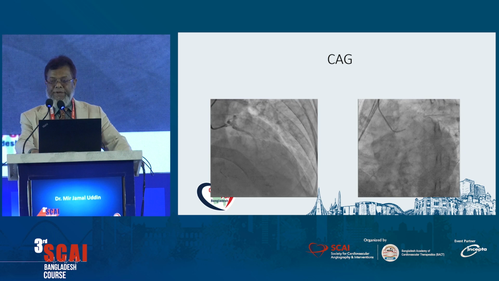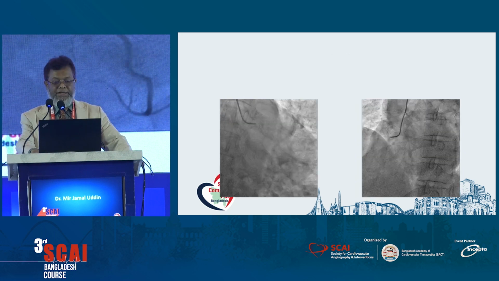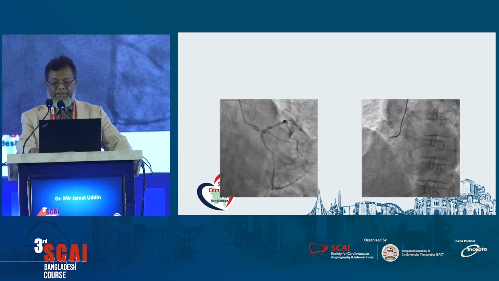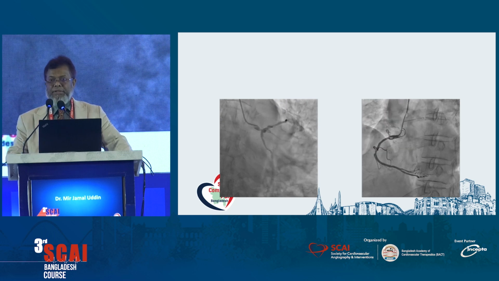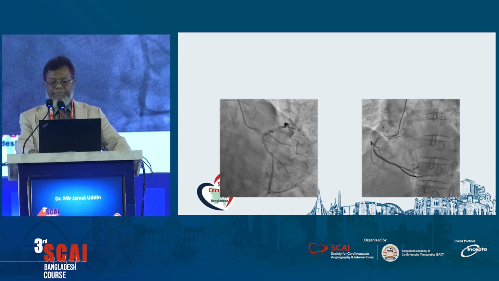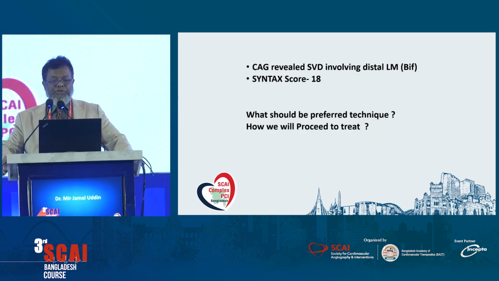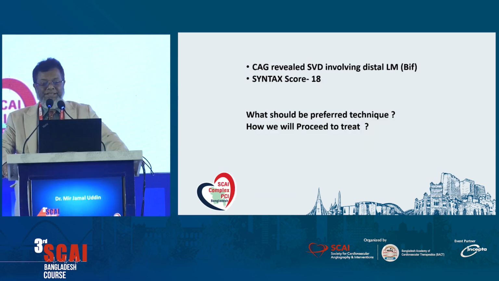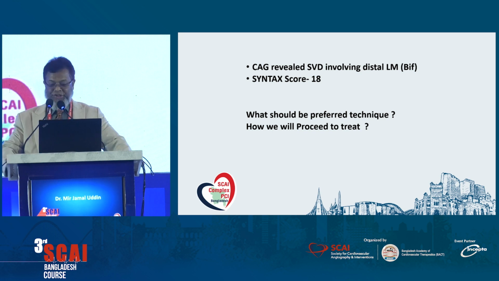These were the angiographic findings. Distal left main, critical lesion, and right coronary artery seems to be non-critical lesion, only minor ones. Angiography reveals single vessel disease involving distal left main bifurcation. SYNTAX score is 18. And what should be the preferred technique and how will we proceed to treat it?